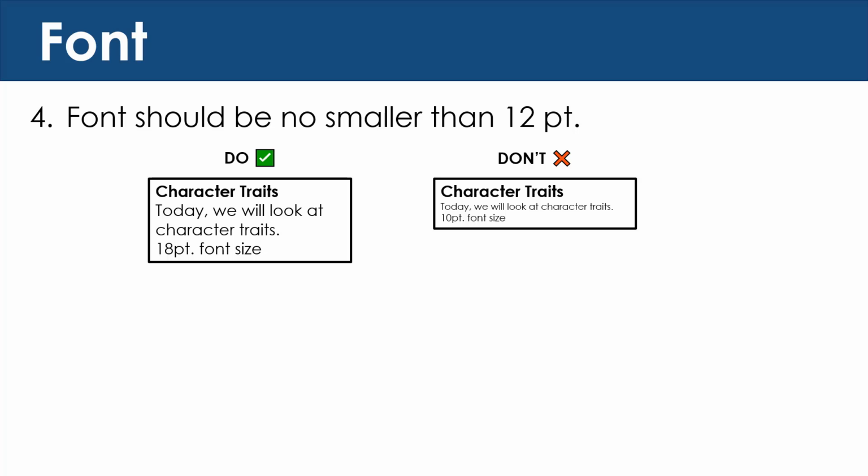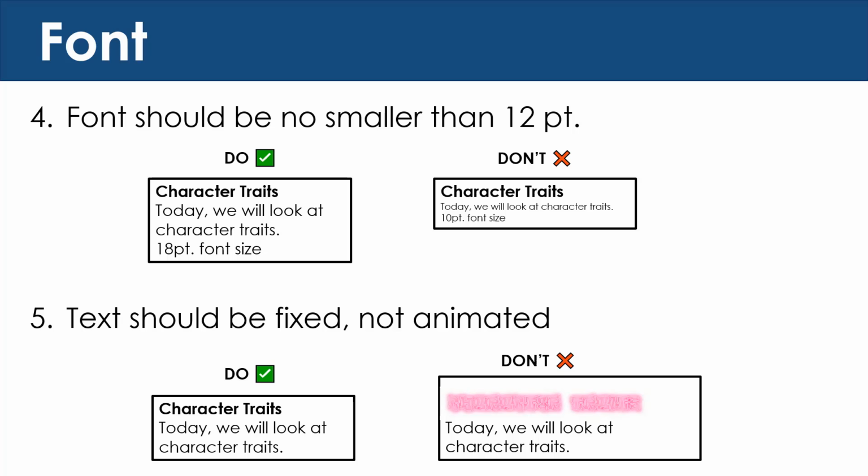12-point font should be the minimum size of font used on any presentation, worksheet, visual aid, or email message. Anything smaller than 12 points is difficult for any reader. Tip number 5 is making sure that the font is not distracting. There are many options to make fonts fun and cute, but they can be distracting and take away from the learning. Make sure your font is not moving or blinking.